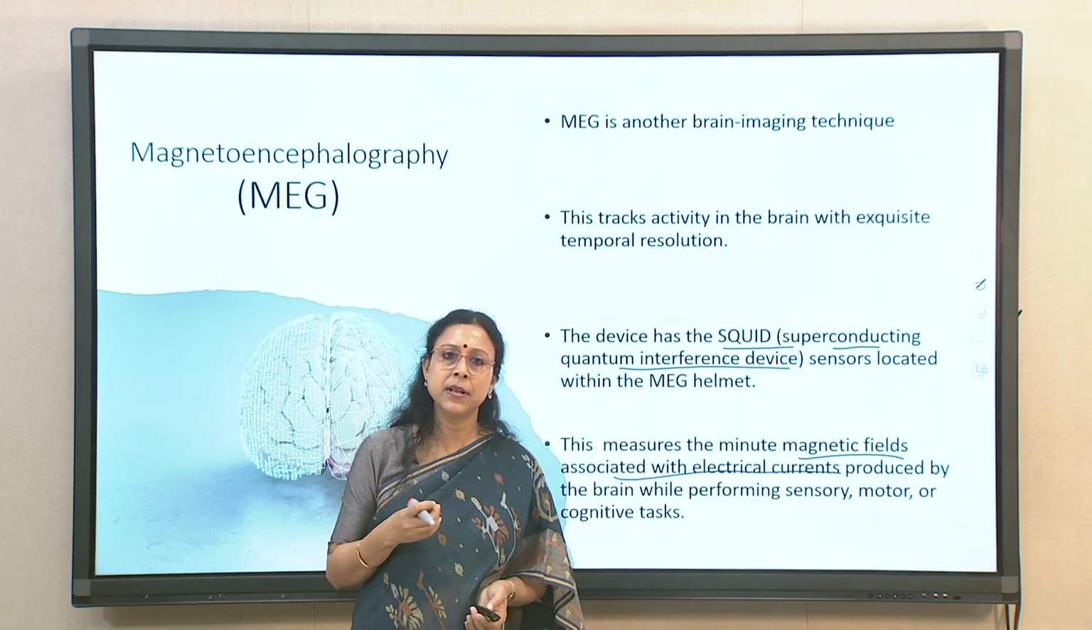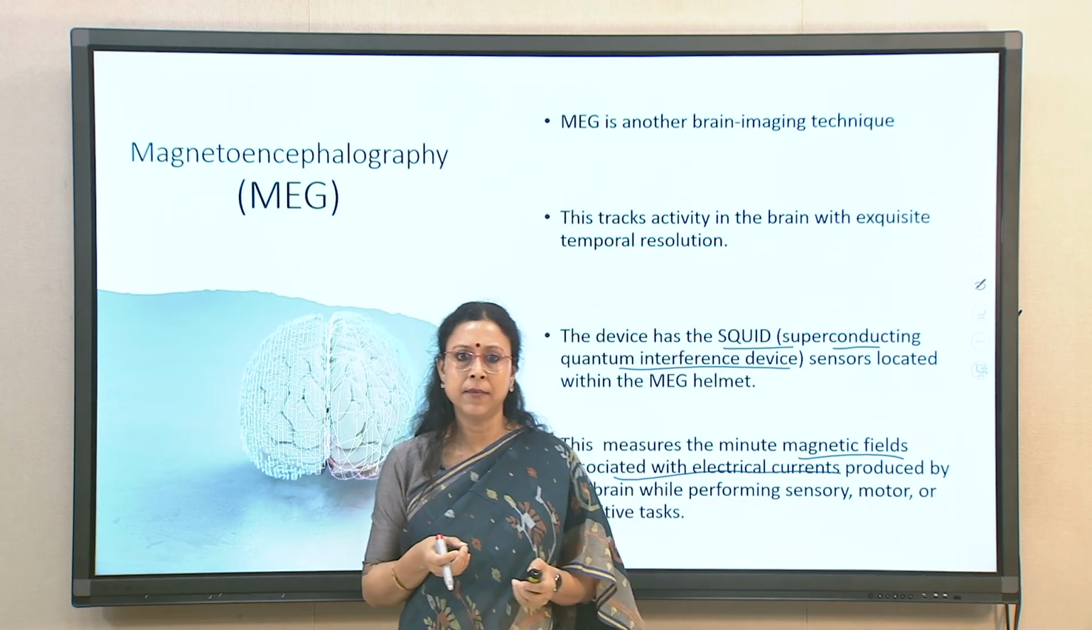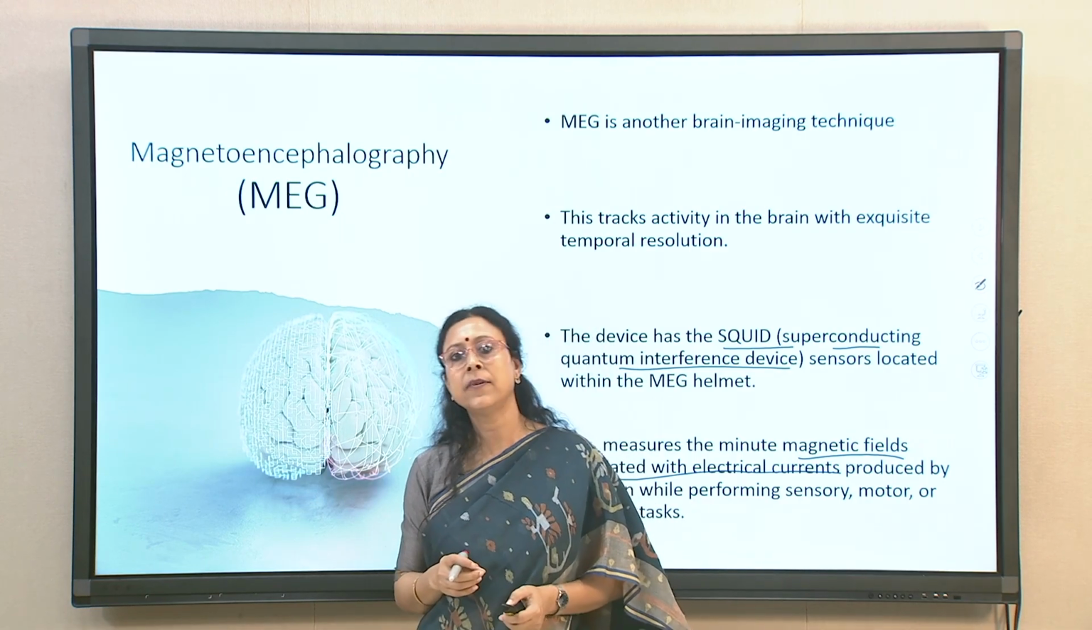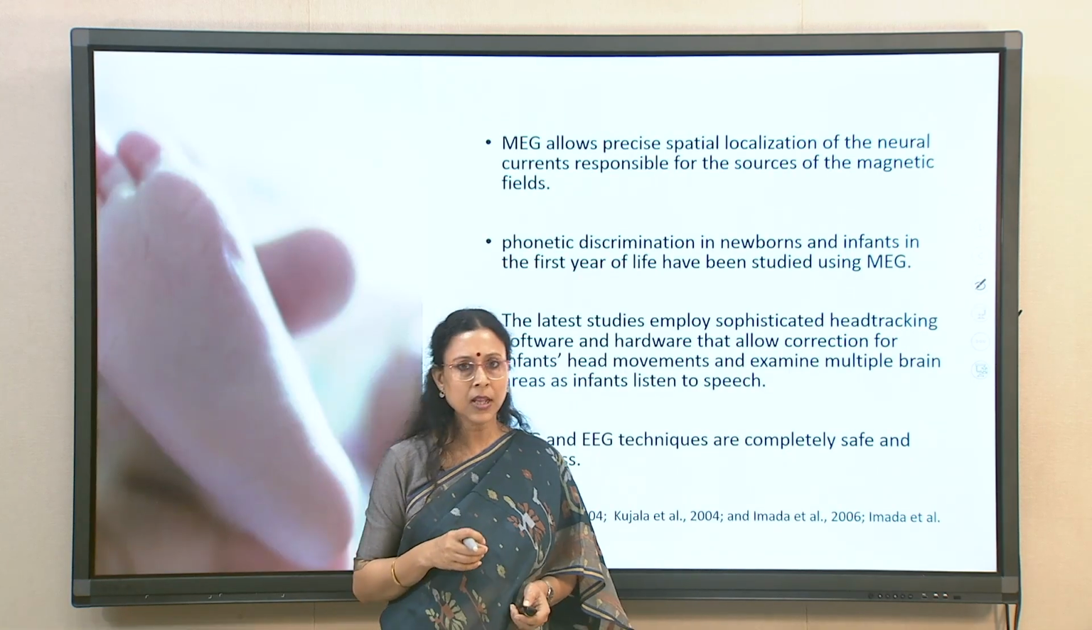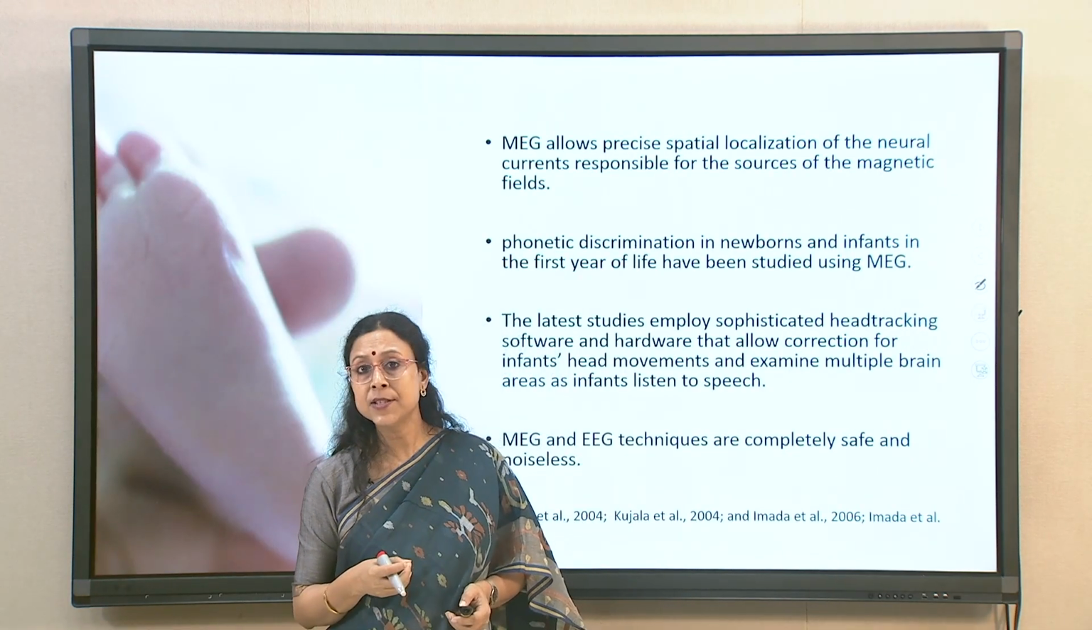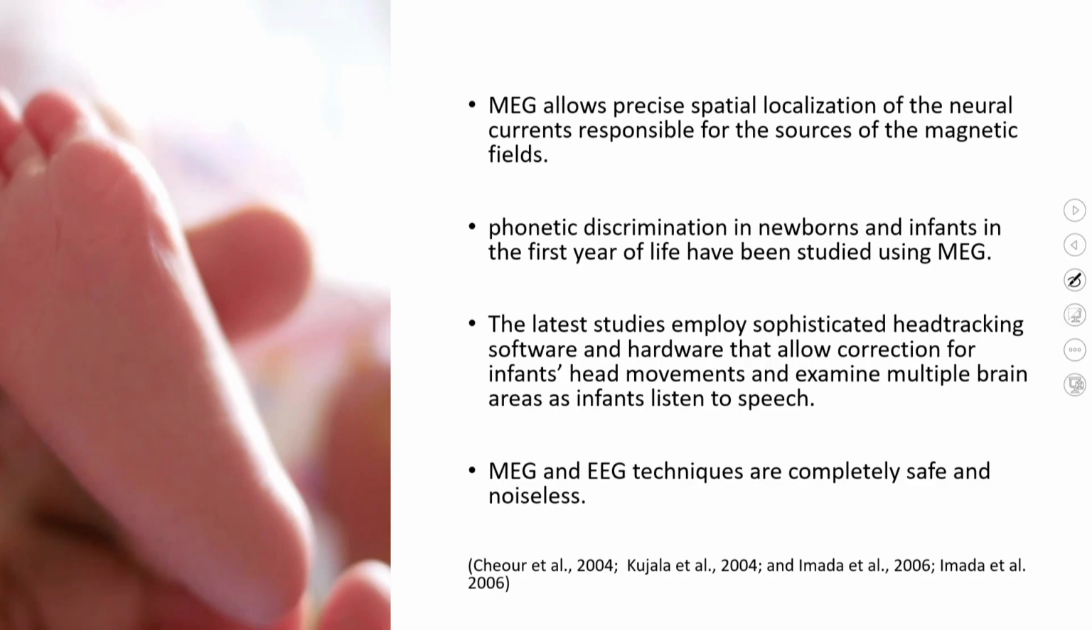So, it is kind of similar, but this picks up fluctuations in the magnetic field while the brain is doing things. This allows precise spatial localization of the neural currents responsible for the sources of the magnetic fields. Phonetic discrimination in newborns and infants in the first year of life has been extensively studied using MEG, because these are all harmless tools and do not cause any inconvenience to the children. As a result, a lot of studies on infant language acquisition have used EEG and MEG.